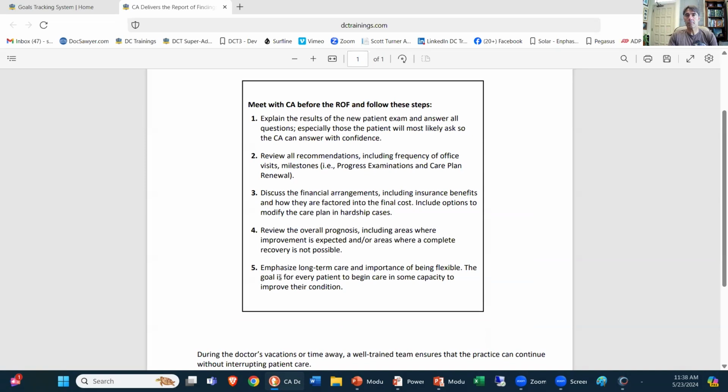Number 5, emphasize long-term care and the importance of being flexible. And again, that kind of goes back to modifying the care plan if needed, but also what it emphasizes, and this is important, what about a patient that says, well, I'm just going to come in for what my insurance covers? Well, you have to decide, doctors, especially during the time that you're explaining this to your CA who's about to deliver the report of findings, decide if you're okay with that. Are you okay, given this patient scenario, with just accepting them with insurance only? You have to decide, right?